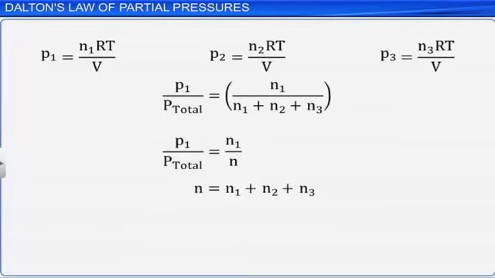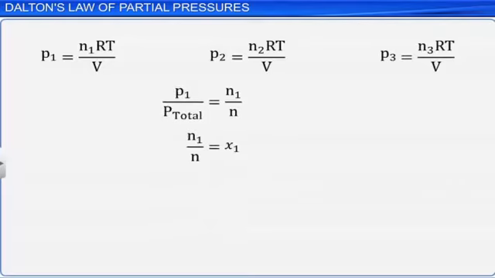We know that N1 by N is equal to X1, where X1 is mole fraction of gas 1. For a mixture of gases, the mole fraction can be defined as the ratio of number of moles of an individual gas to the total number of moles of all the gases present in a mixture. On substituting the values, we get P1 divided by P total is equal to X1. This equation can be written as P1 is equal to X1 multiplied by P total.